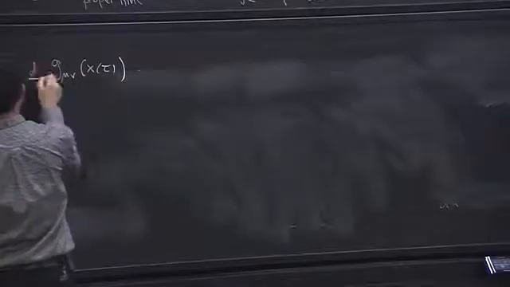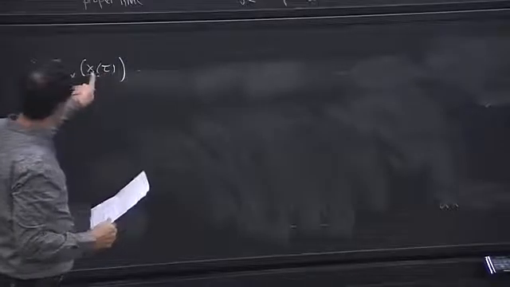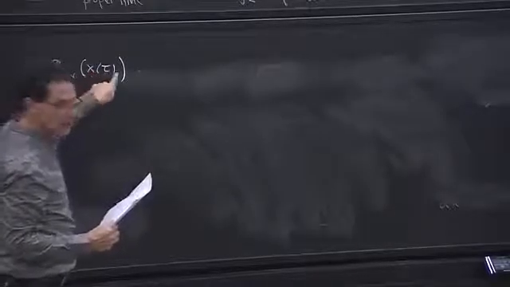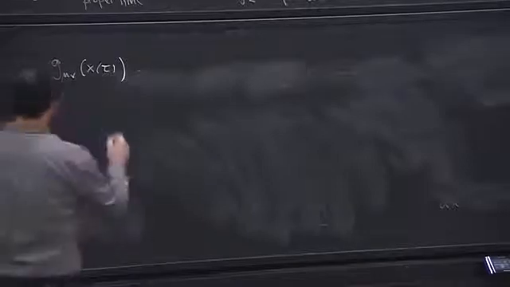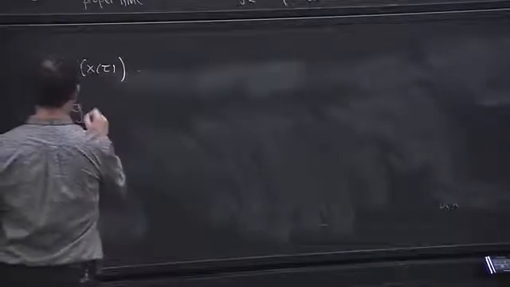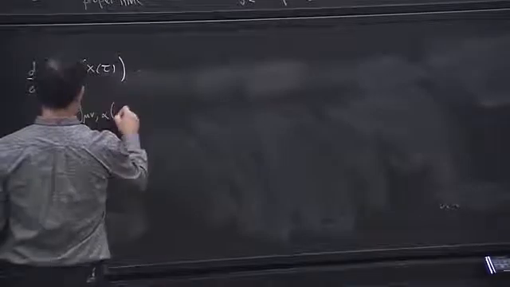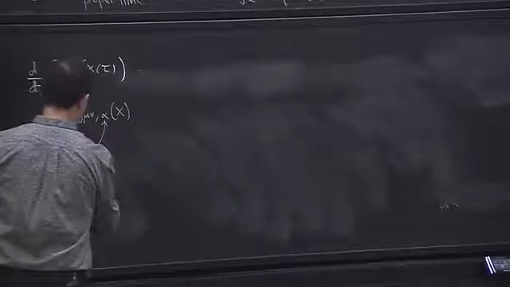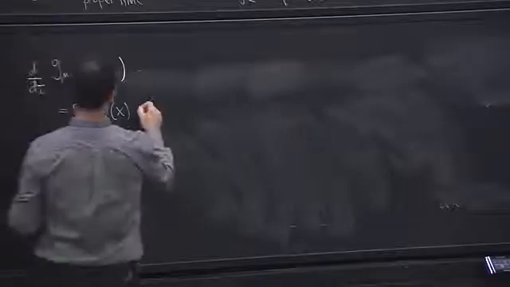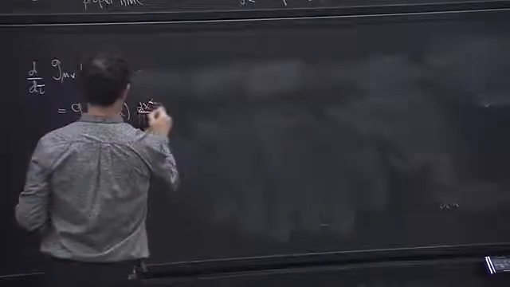So d by d tau of this. There are 4 different arguments, x0, x1, x2, x3. I've got to differentiate this with respect to each one of them. So that's g mu nu comma alpha of x. This means d by dx alpha times dx alpha d tau.